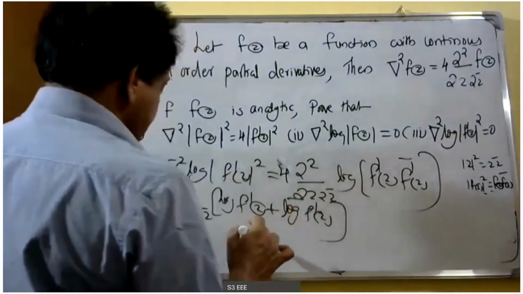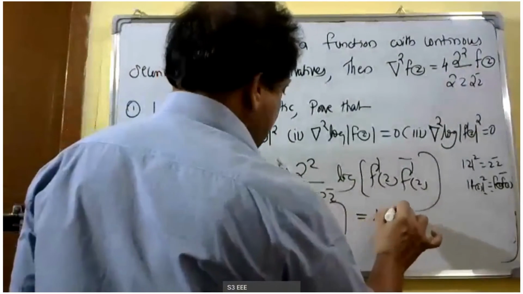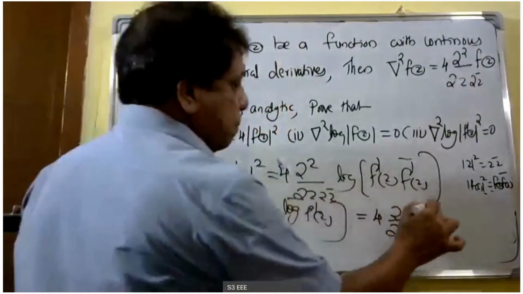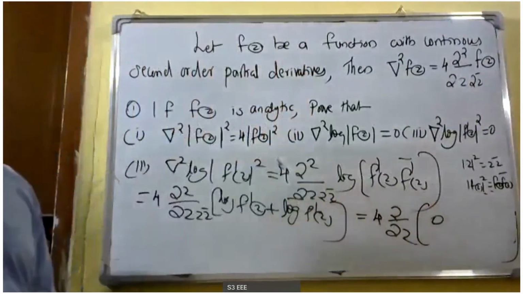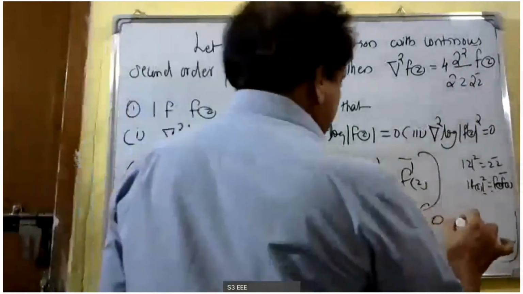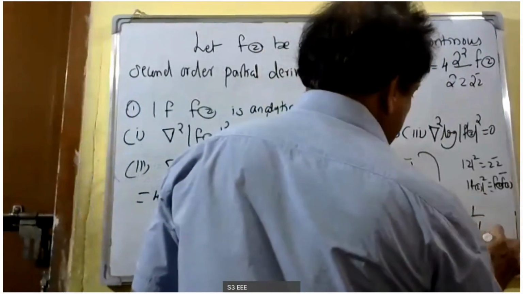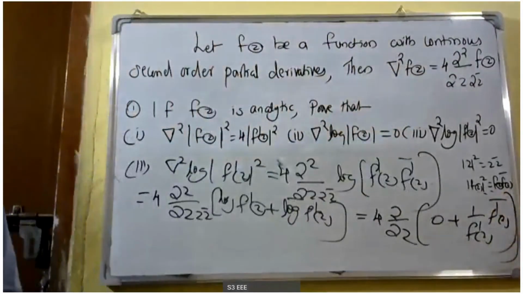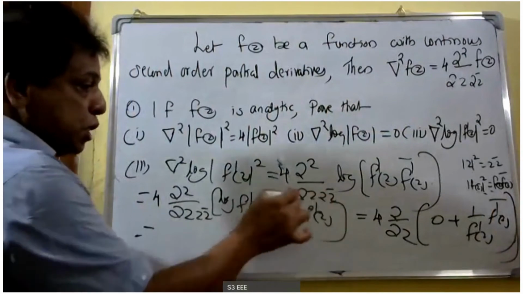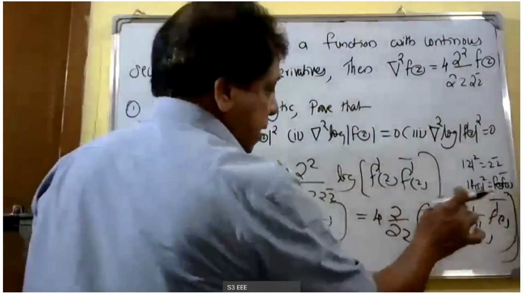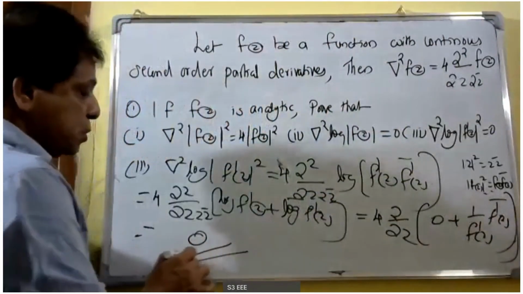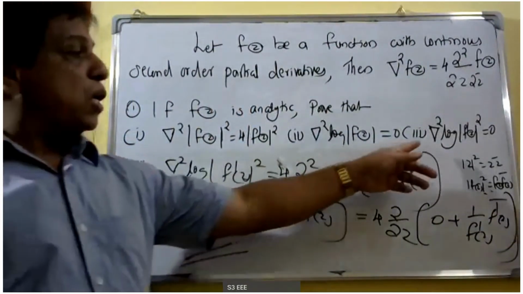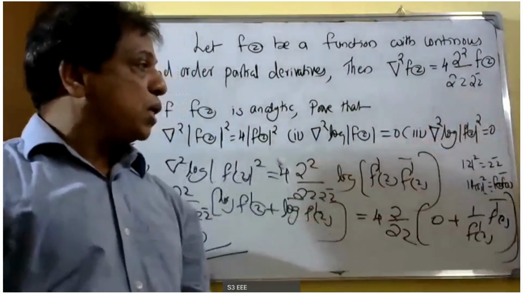First we differentiate dou by dou z with respect to z bar. The first term will be 0. In the second case, 1 by f dash z bar into f dash z bar. Then we differentiate with respect to z. Here it is z bar. Therefore, the final answer will be 0. That is the third result. The third result: del square log modulus f dash z whole square equal to 0.